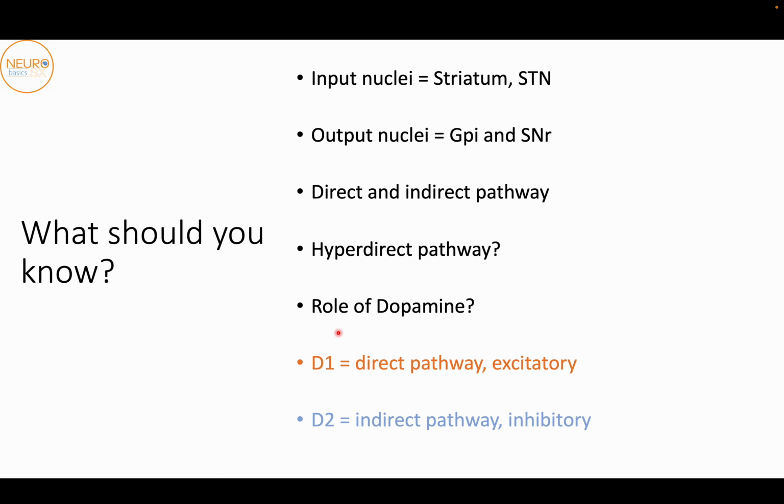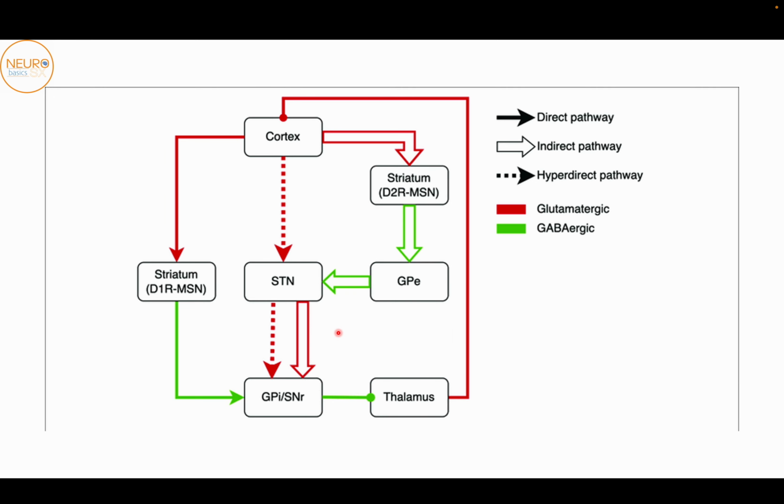So importantly, what should you know? The input nuclei are the striatum, and sometimes, in one particular case, if you're using the hyperdirect pathway, the input nucleus can be the subthalamic nucleus. The output nuclei, as we discussed, is the GPI SNR. Okay, so again, there is a direct pathway and there's an indirect pathway. So that's a little bit more complicated, but it is still straightforward to remember. So from the cortex, ultimately you have to reach the output nucleus, which is the GPI SNR. There are multiple different ways that can be done.